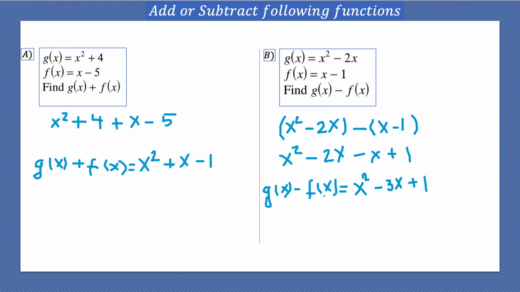So here is the subtraction of the functions g of x minus f of x. In this example it is x squared minus 3x plus 1. And in example A, as we saw before, the addition g of x plus f of x, we have x squared plus x minus 1.